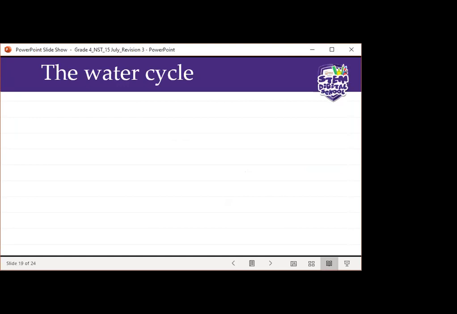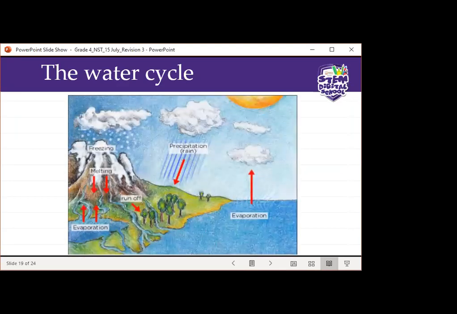Okay, the water cycle. So guys, remember the water cycle, we also covered it. Here is just a quick show of the water cycle. Remember we said that we have evaporation, right? Or rather, before I go through the water cycle, let me ask a quick question. Let me see which hand is first.